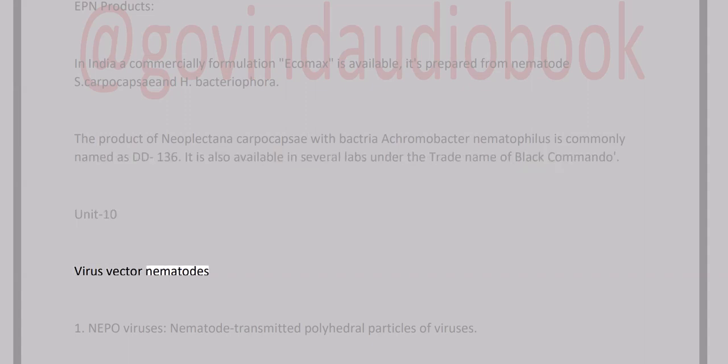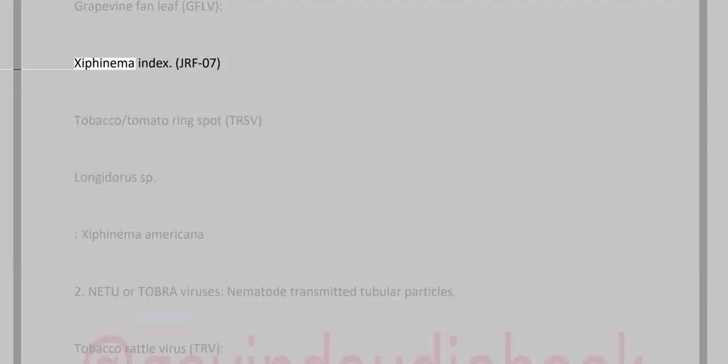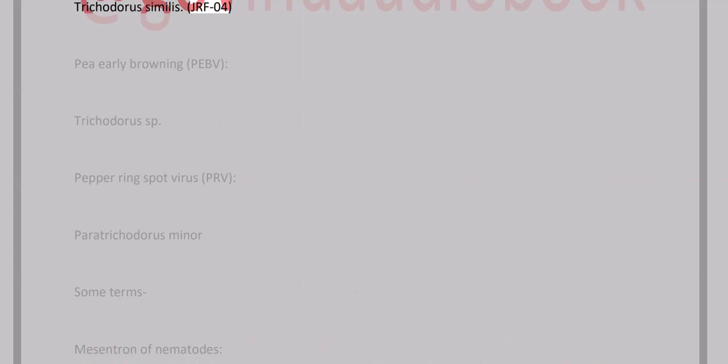Unit 10. Virus vector nematodes. 1. Nepoviruses, nematode transmitted polyhedral particles of viruses: tomato black ring, TBR, and raspberry ring spot by Longidorus elongatus; grapevine fan leaf, GFLV, by Xiphinema index; tobacco or tomato ring spot, TRSV, by Xiphinema americanum. 2. Nepo or Tobra viruses, nematode transmitted tubular particles: tobacco rattle virus, TRV, by Trichodorus similis; pea early browning, PEBV, by Trichodorus sp.; pepper ring spot virus, PRV, by Paratrichodorus minor.